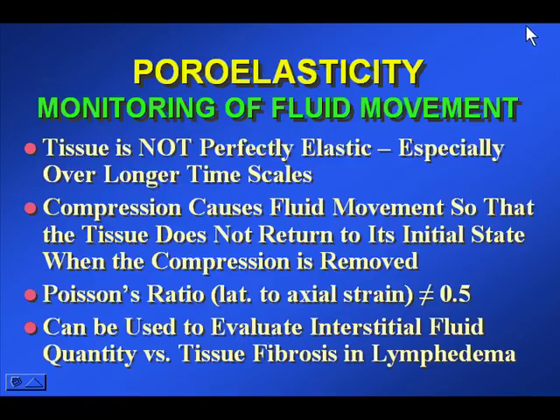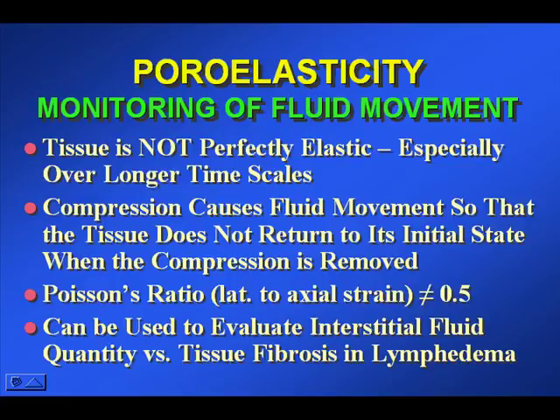Poroelasticity is the monitoring of fluid movement using elastographic imaging. Tissue is not perfectly elastic, but an ideal tissue is perfectly elastic. In other words, when you press down 10%, the tissue moves 5% in one direction and 5% in the other direction, and thus you can, if you take the ratio of strain in the vertical direction versus the horizontal direction, you get a Poisson's ratio of 0.5.